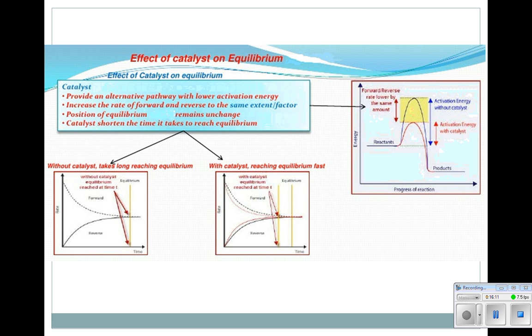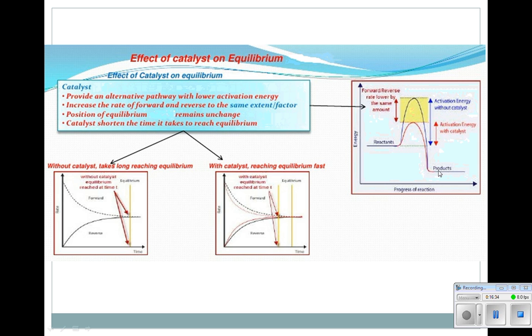So if you add a catalyst, let's look at this diagram. I know there's a lot going on. So the effect of a catalyst on equilibrium. First of all, a catalyst provides an alternative pathway with lower activation energy. That's represented here. So the blue represents without a catalyst, the red represents with one. We see that hump, or that peak, gets lower. I no longer have to gain this much energy. Now I only need this much for the forward to occur.